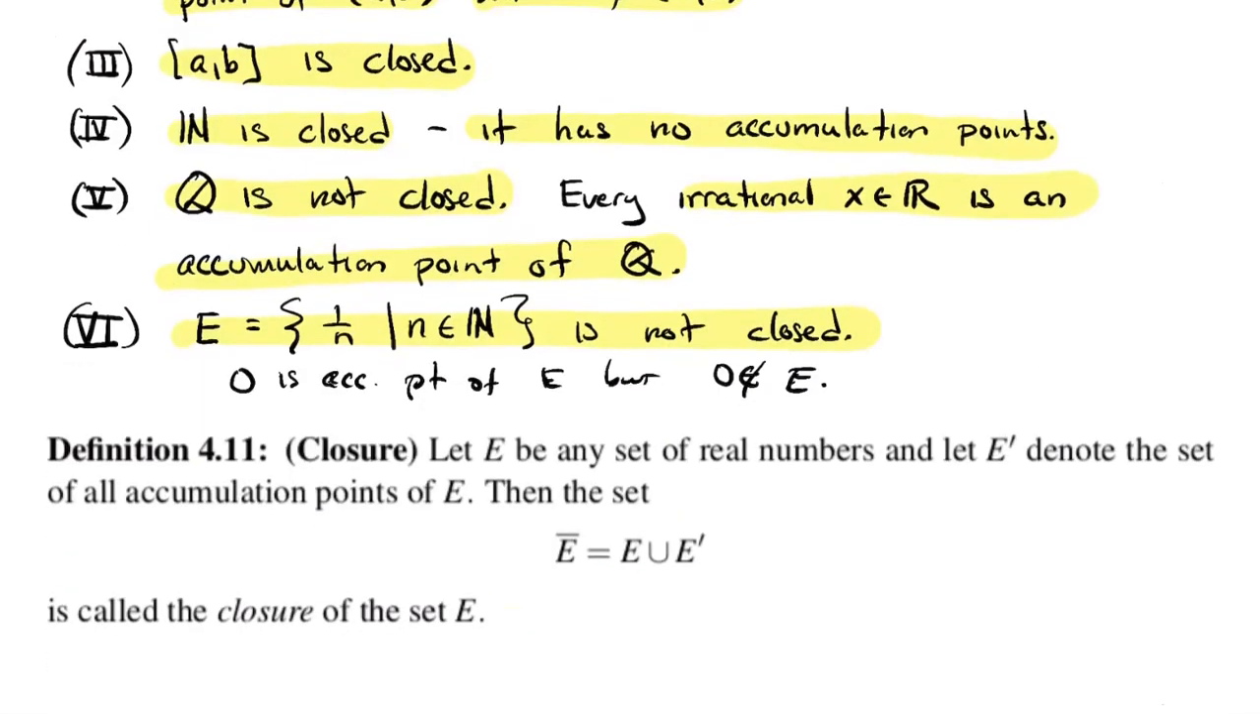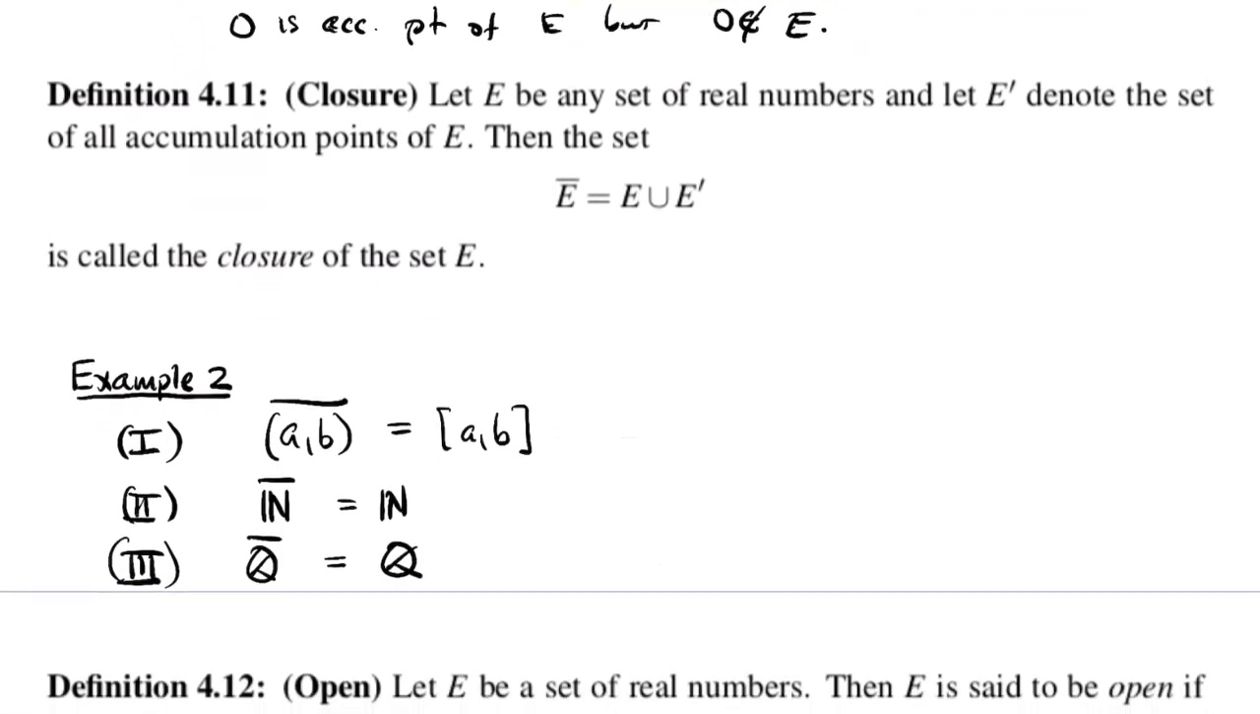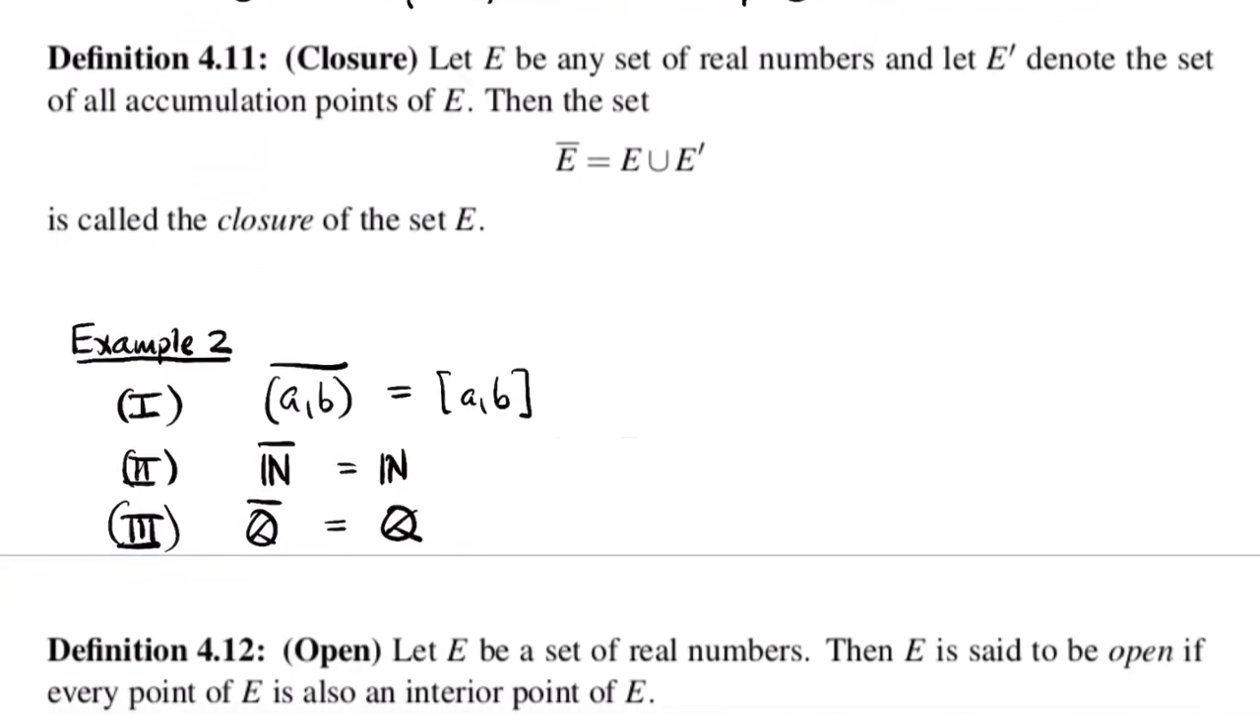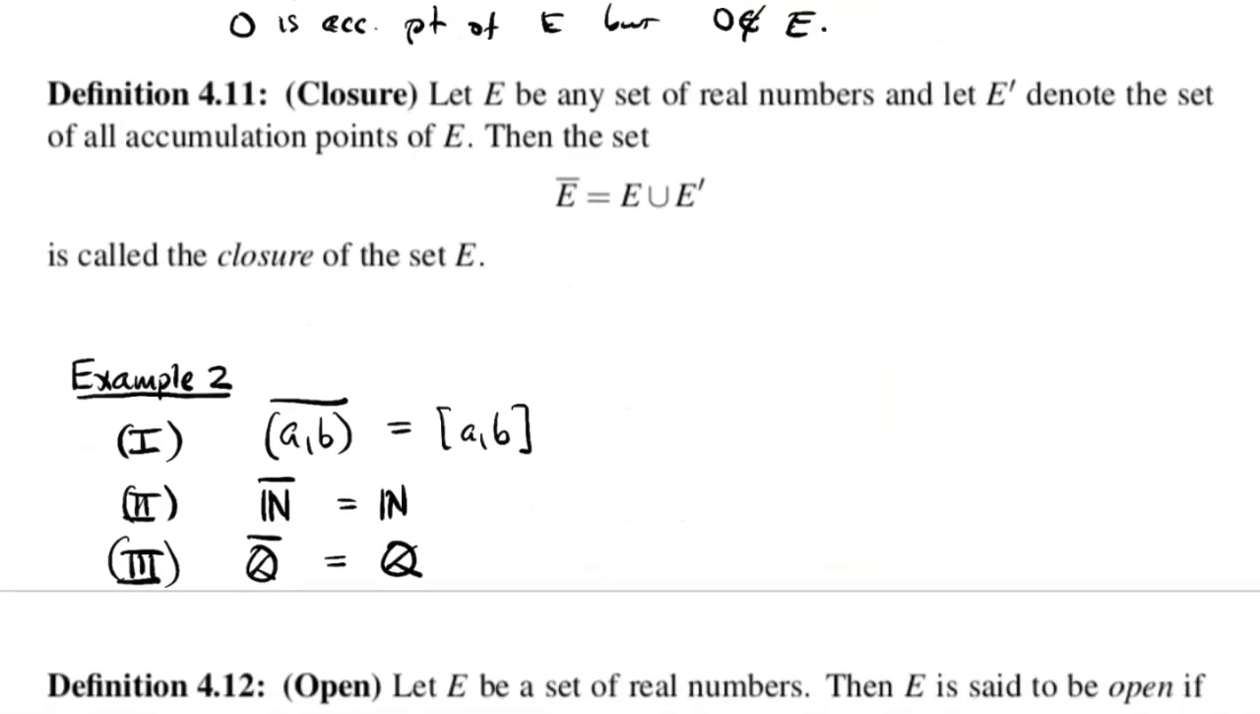Cool. Given a set, there's an operation you can perform on it to create a closed set that contains it. It's called its closure. So if you give me any set E of real numbers, once again, the author is going to use the same notation I introduced. E prime is the set of all accumulation points. Then the closure of E is the set denoted by E bar. It's E together with its accumulation points. So you just gather up all the accumulation points of E and you throw them in together with the points of E. You call that set the closure.